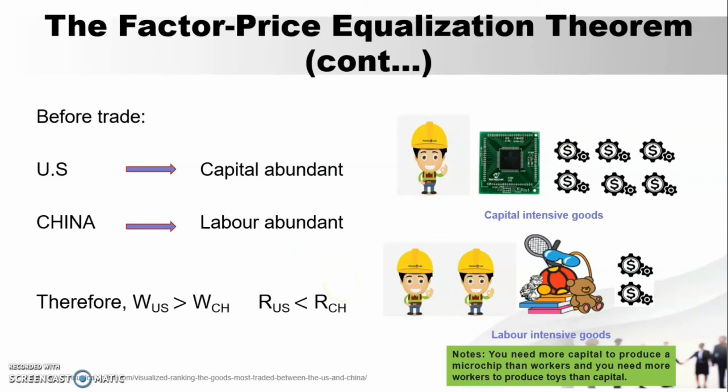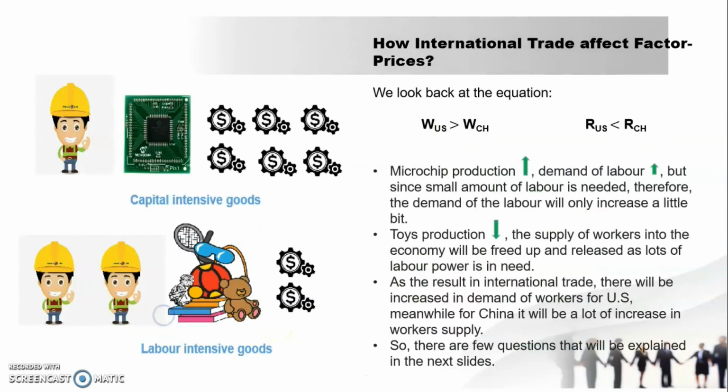So how does this affect the factor prices, that is, the wages and the real interest rate on capital? We will go one by one and start with the US. Okay, let's think that microchip production will go up while toy production will fall. If the production of microchips increases, the demand for labor also increases. But since producing microchips needs only a small amount of labor, the demand for labor will only increase a little bit.